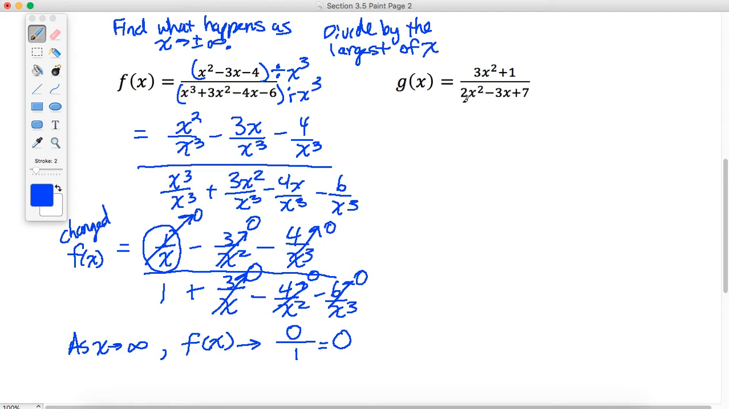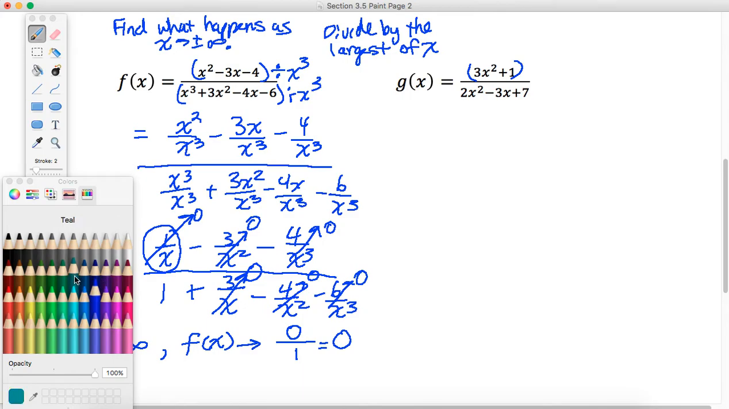I can do the same thing with this g of x right here, but this time I have my denominator and my numerator divided by the highest power of x, which is x squared. If I divide this by x squared, and if I divide that by x squared, I'm going to have 3 plus 1 over x squared, right? If I divide this by x squared, it's going to cancel. I'm going to have a 2 minus a 3 over x plus a 7 over x squared.